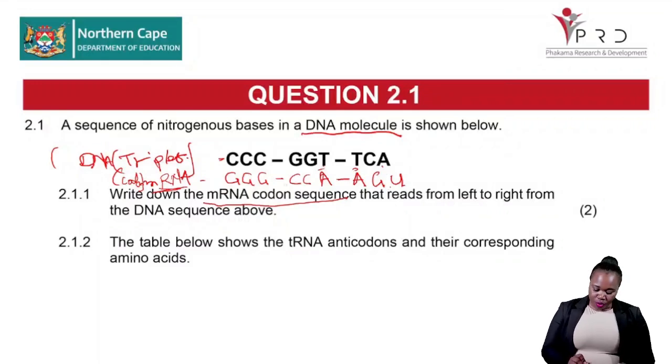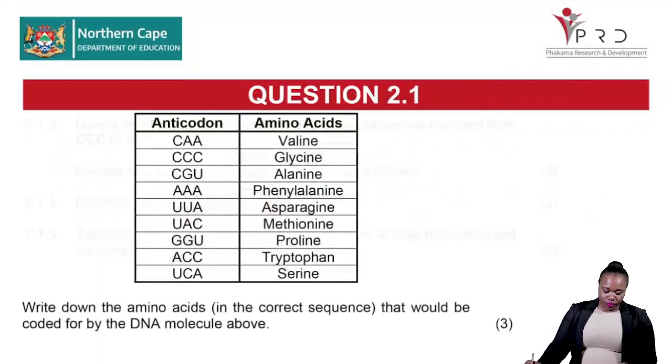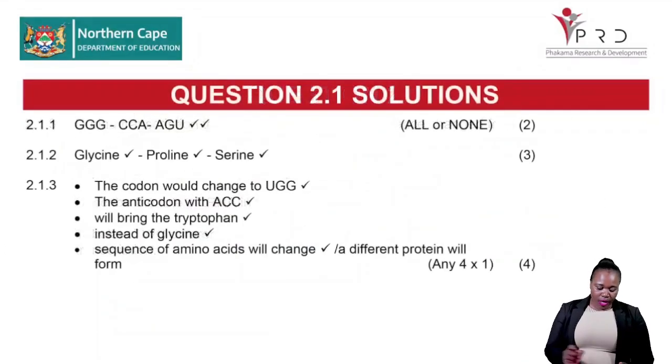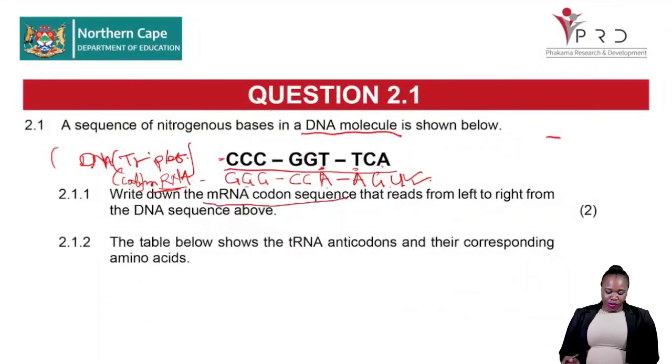All right, so this would be our answer for 2.1.1. Okay, the GGG, CCA, and AGU. Okay, let's move on to 2.1.2.